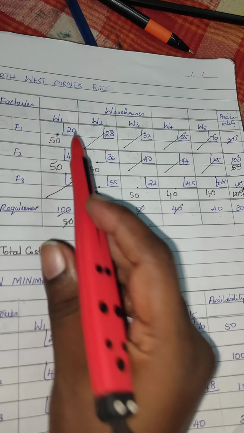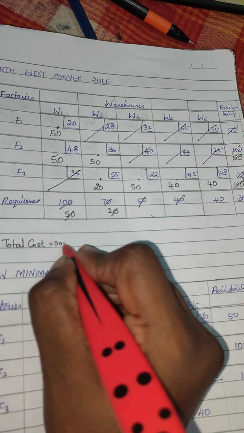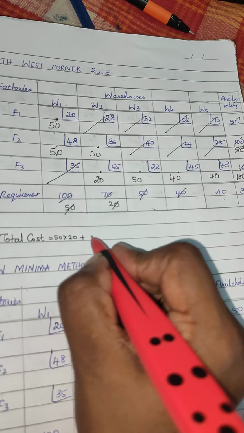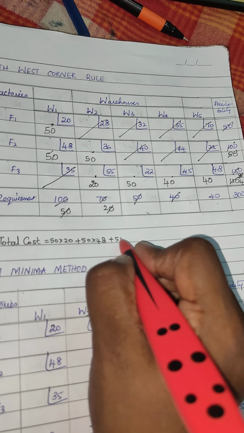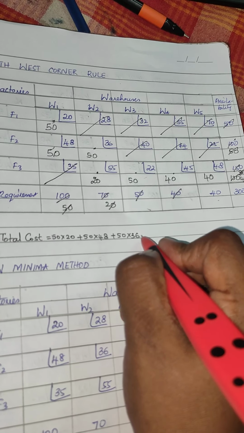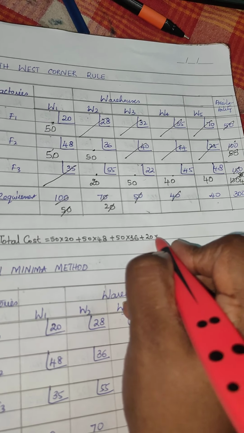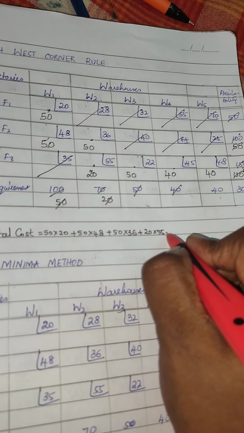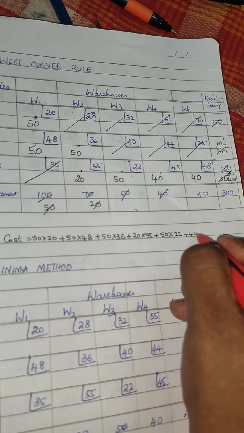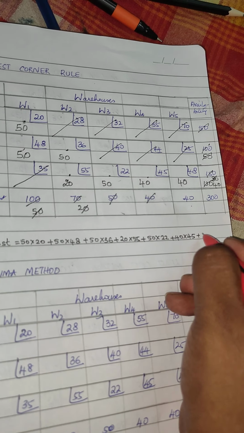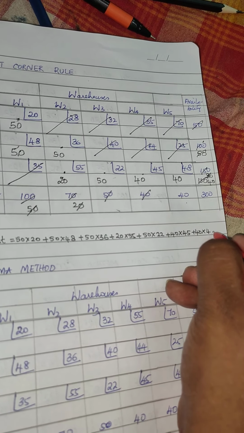I'm going to find the transportation cost, or total cost, in this manner. I'm going to multiply 50 into 20 plus 50 into 48 plus 50 into 36 plus 20 into 55 plus 50 into 22 plus 40 into 45 plus 40 into 48. So I have 1, 2, 3, 4, 5, 6, 7 terms.